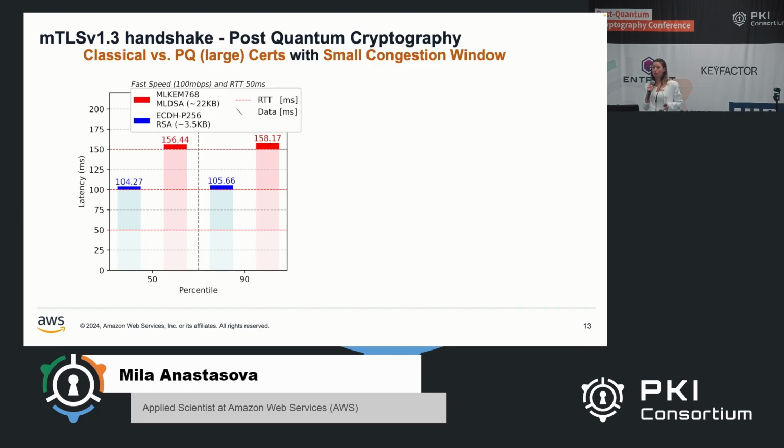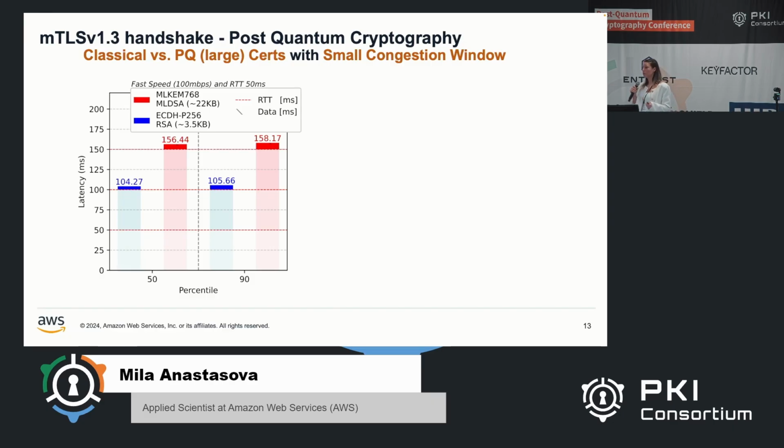Now we're going to focus on the mTLS handshake, however, considering post-quantum crypto primitives. In other words, we're going to compare classical small certificate sizes, marked in blue in our graphical representation, with post-quantum large certificates of around 22 kilobytes, as we have already seen, marked in red.